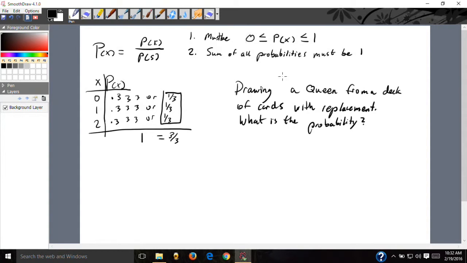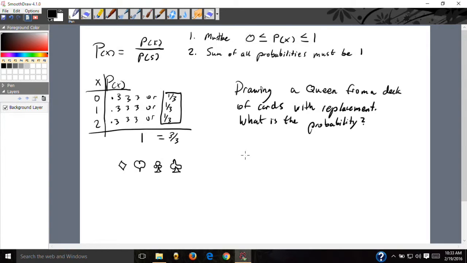Now, right here, I have my general equation of a probability. What this is saying is that it is the probability of the event that I am looking for divided by the probability of the entire sample space, or all the elements. So, I have in a deck of cards diamonds, hearts, clubs, and I also have spades.